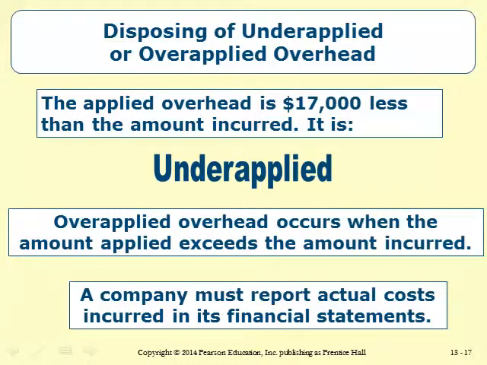So here again, the difference is a $17,000 variance. $375,000 was applied and $392,000 was incurred. We end up with a $17,000 variance, which we're calling underapplied overhead because the amount applied is less than the amount incurred. At the end of a given period, the company needs to produce its financial statements, which require production costs based on the actual cost incurred.